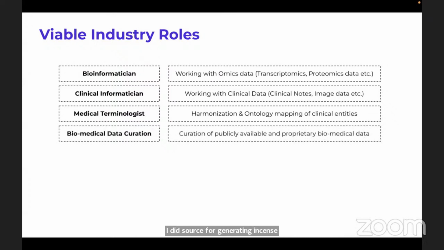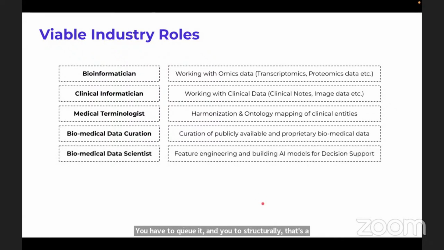Biomedical data curation: lots of data is publicly available. For publicly available data and proprietary biomedical data, you have to curate and structure it. There's a big demand for this job role in the industry. Biomedical data scientist: feature engineering and building AI models for clinical decision support fall under the job description of this role.